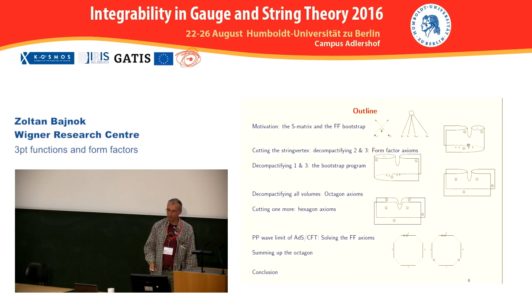But they are very, very complicated axioms, not that easy to solve. So I will make one more step. I will introduce one more cut, send this other volume, say, to infinity, and I will introduce what I will call the octagon amplitude. And then just to make connection with this nice work of Basso, Komatsu, Vieira, I will introduce one more cut to get two hexagons. And I will formulate those axioms and the relation.